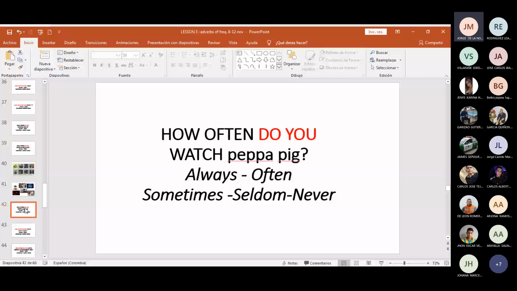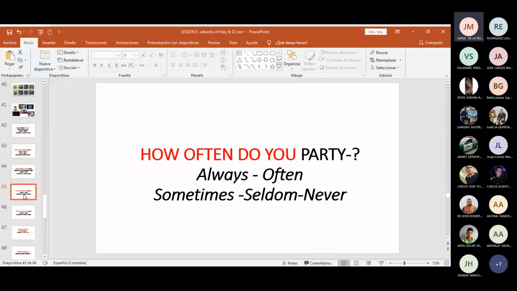Okay, student, question. Para cambiar de verbo, how often do you party? In Spanish, how often do you party? Party, fiesta, rumbear, rumba. How often do you party? ¿Con qué frecuencia rumbeas? O sea, bailas y tomas algo. How often do you party?